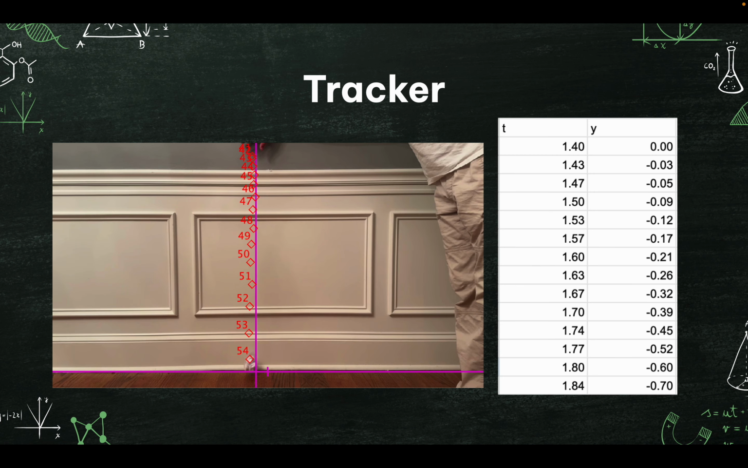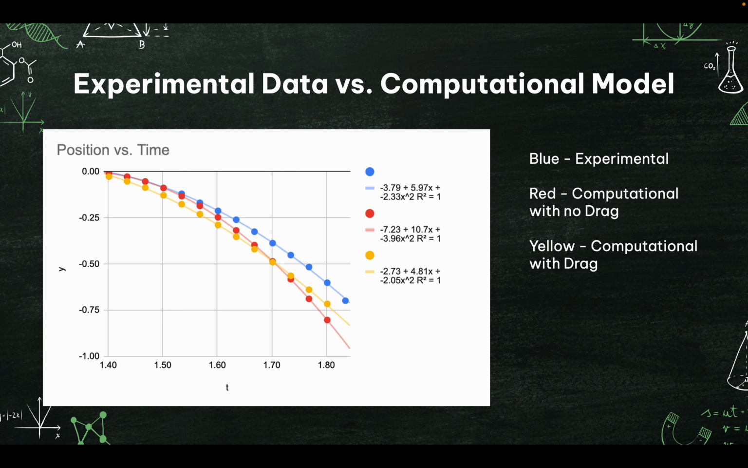Here's a snippet of my experiment on Tracker and how I tracked it, and some of the timestamps to go along with it. The experimental data versus the computational model shows the blue experimental line, the computational with no drag line, and the yellow computational with drag line.